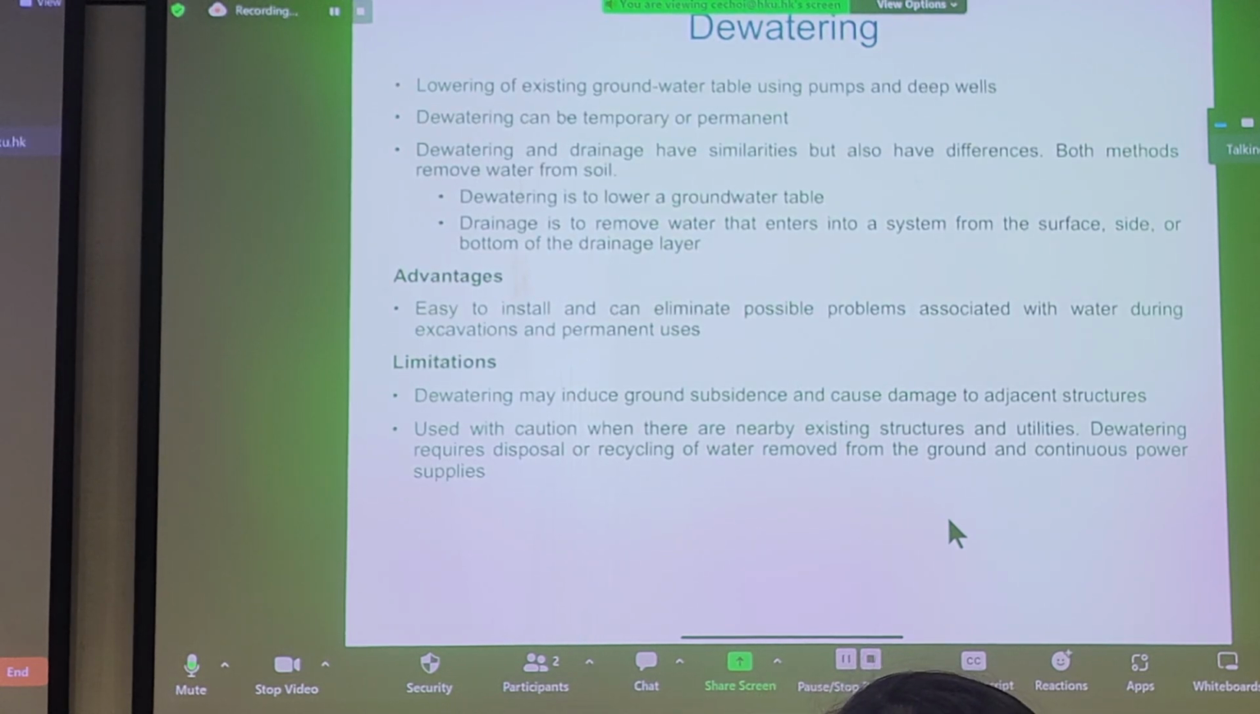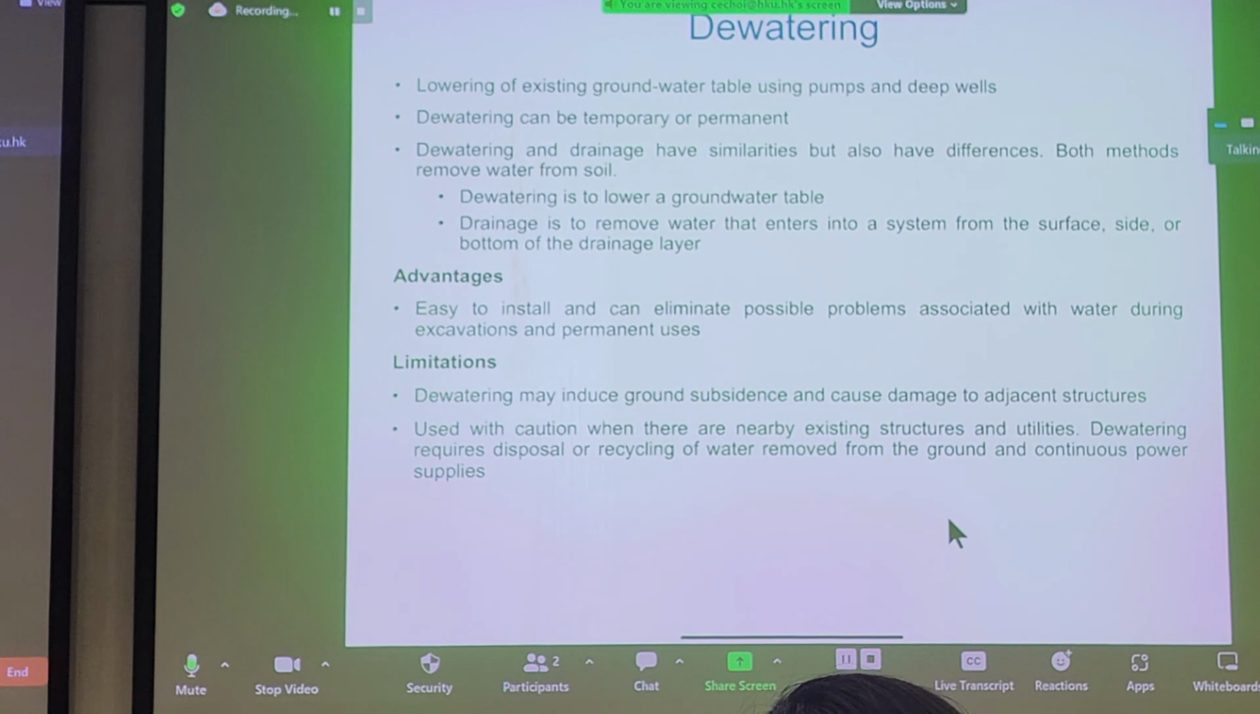The next major groundwater control measure is dewatering. Now, for dewatering, we can put in pumps at different levels. It really depends on what your final groundwater level should be. If it's for a deep excavation, you probably need to sink pumps in on the passive side of your excavation.